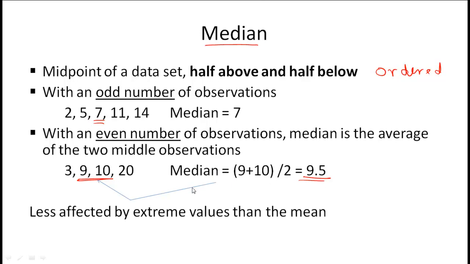Notice that the median is less affected by extreme values than the mean. So if you just had an outlier here that was 2000, that would not affect the median, but obviously it would have a huge impact on the mean.